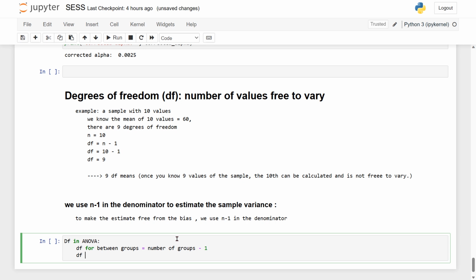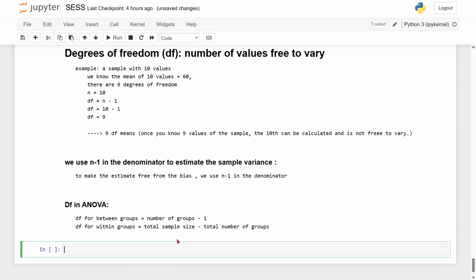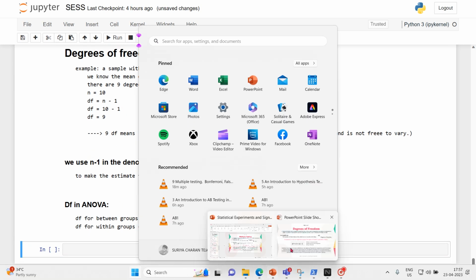And DF within, DF for within groups, is equal to the total sample size of the group minus the number of groups. Because it's within a single group, it is the total sample size of the group minus the total number of groups. So that's DF in ANOVA.